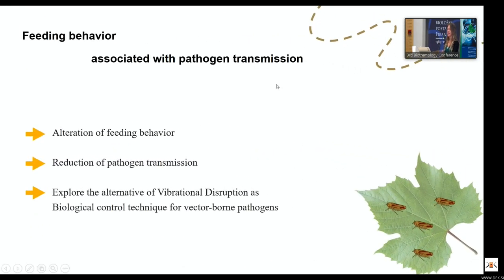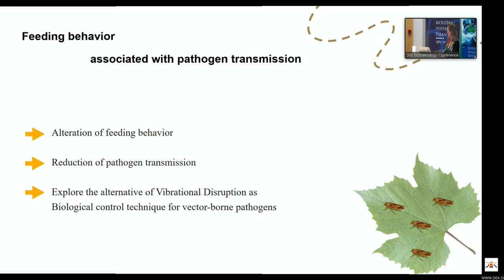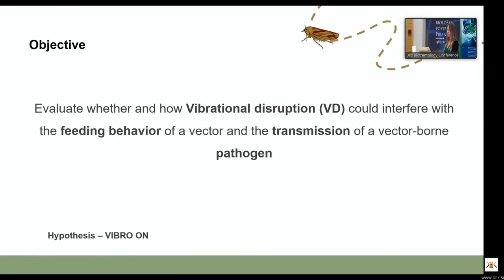So now that we understand that the feeding behavior is directly associated with pathogen transmission, we could hypothesize that if we alter the feeding behavior, we could reduce the pathogen transmission, and therefore we could explore vibrational disruption as a biological control technique for vector-borne pathogens. So in order to answer this question, our objective was to evaluate whether and how vibrational disruption could interfere with feeding behavior of a vector and the transmission of a vector-borne pathogen. And our hypothesis was that with vibrations on the plants, the insects will feed less and therefore transmit less of the pathogen.